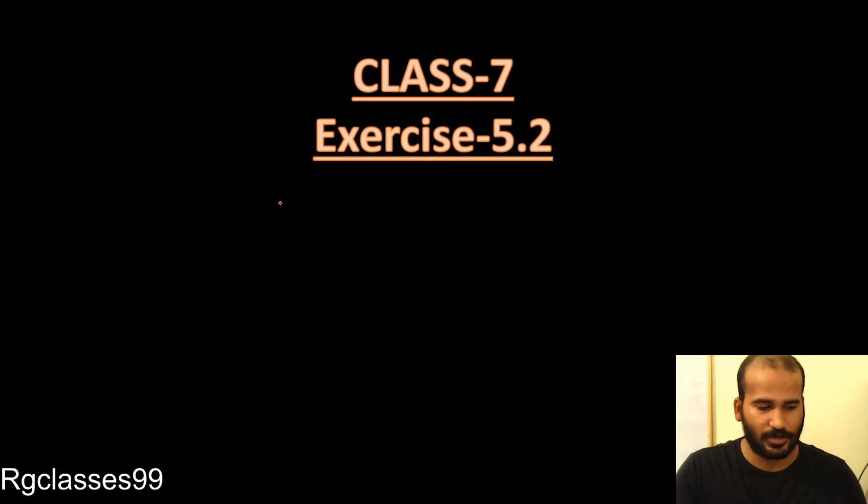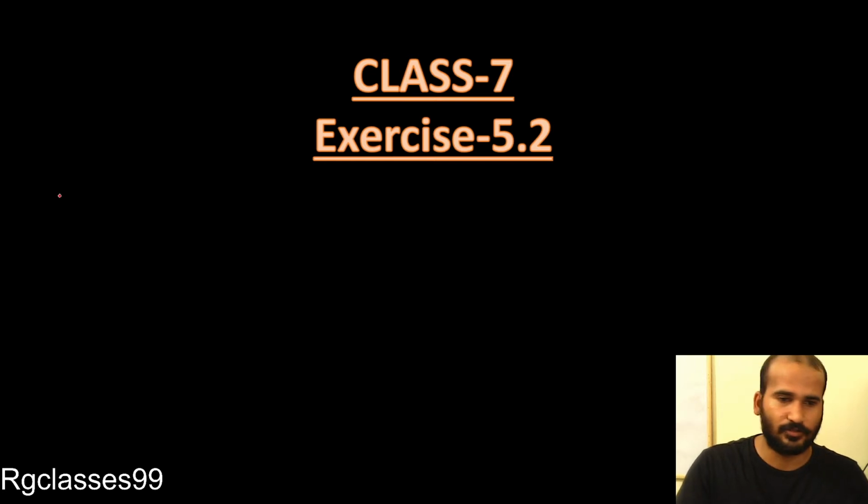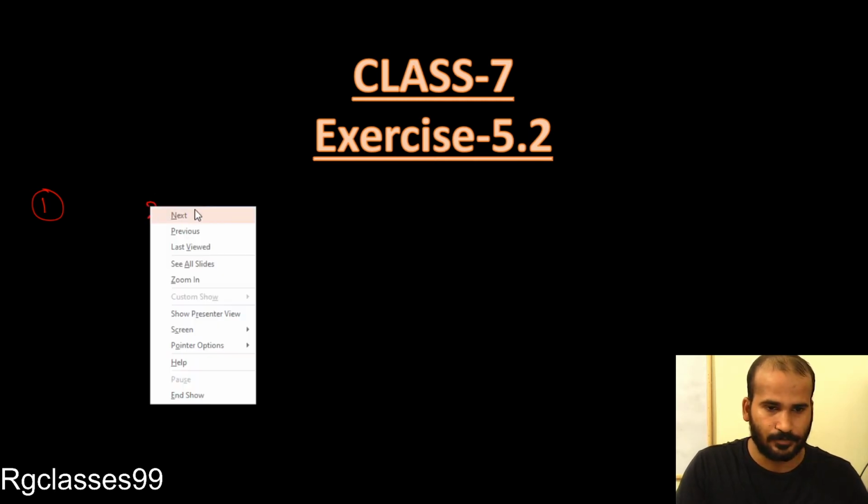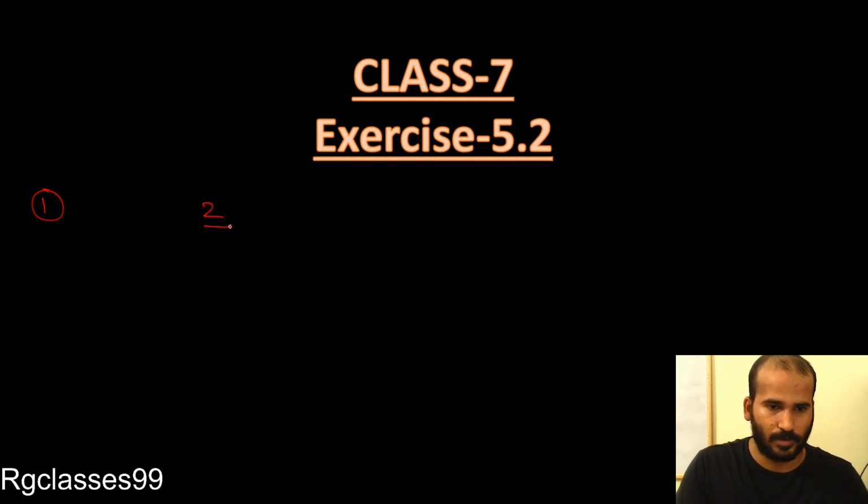So children, in this video we will discuss Exercise 5.2 of Class 7. According to the first question, the instruction given is: find the value of the following exponent. Okay, we have to find the value of the given exponent. Just look at the first question: (2/3)^4 multiplied by (2/3)^5.